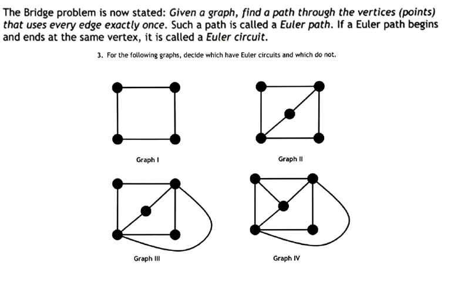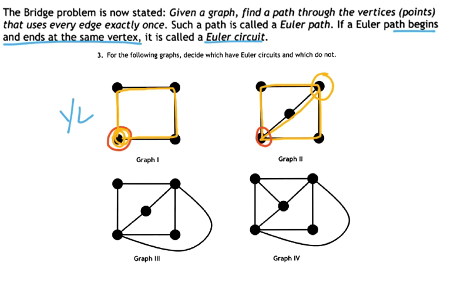So question 3. For the following graphs, decide which have Euler circuits and which do not. Remember, a circuit begins and ends at the same vertex. So on graph number 1, if we start right here, we can traverse each edge exactly once, and we end at the same vertex that we began. Graph number 2. You can try this several ways, but we started here and ended here. The answer to graph number 1 is yes, it is a circuit. The answer to graph number 2 is no, it is not.